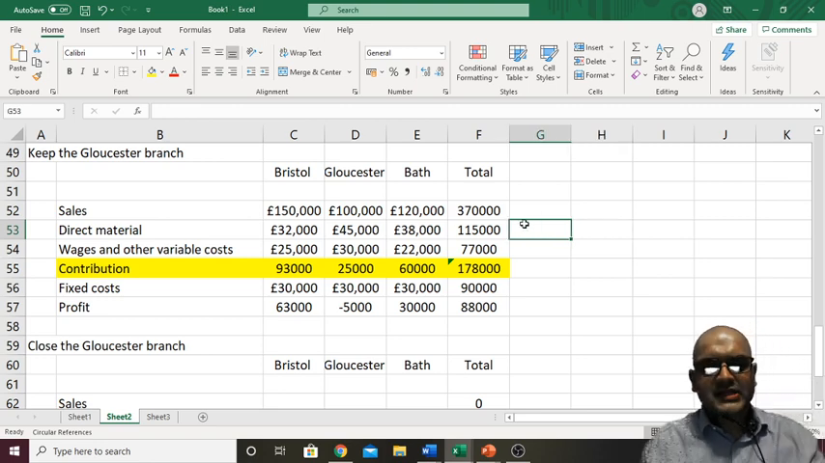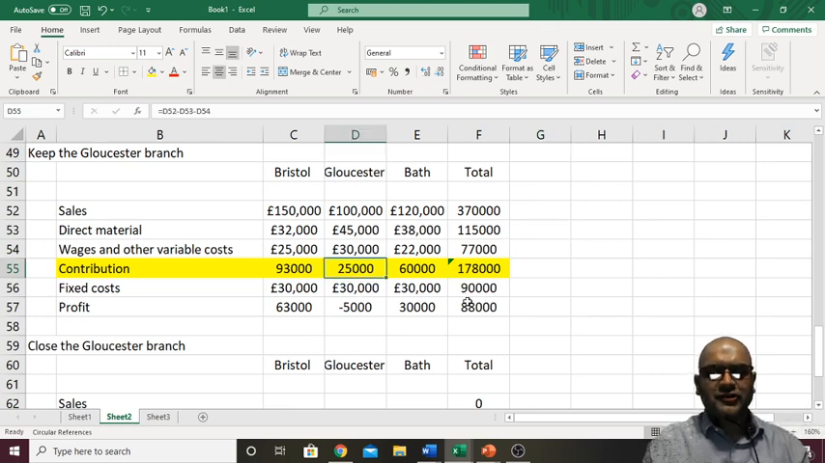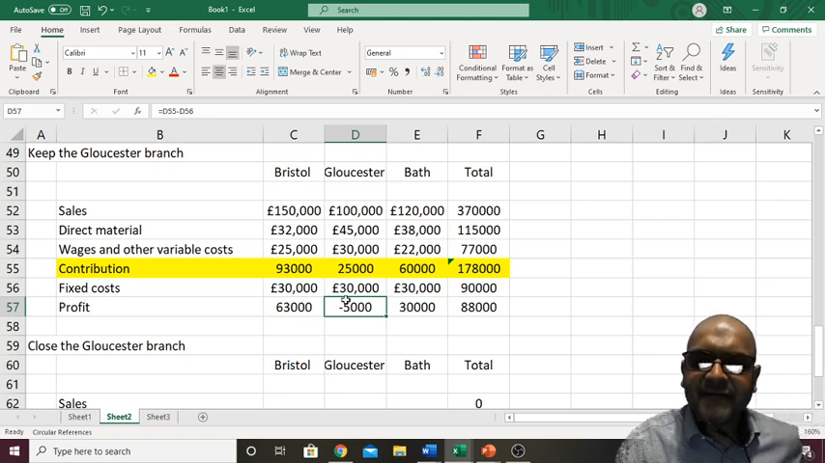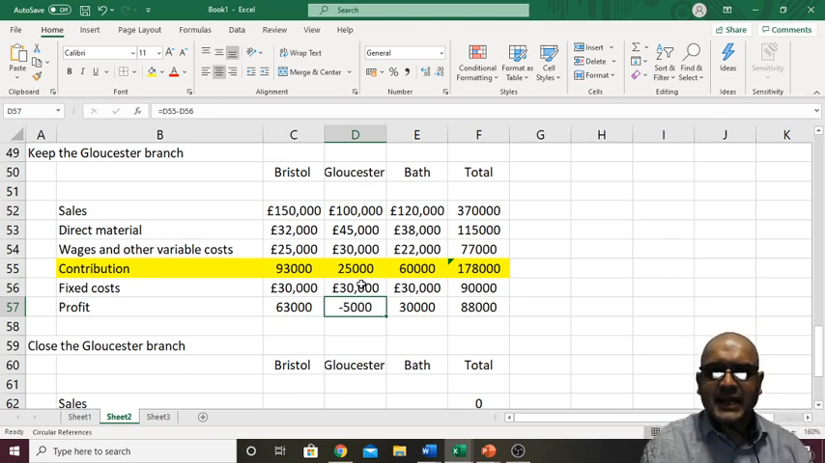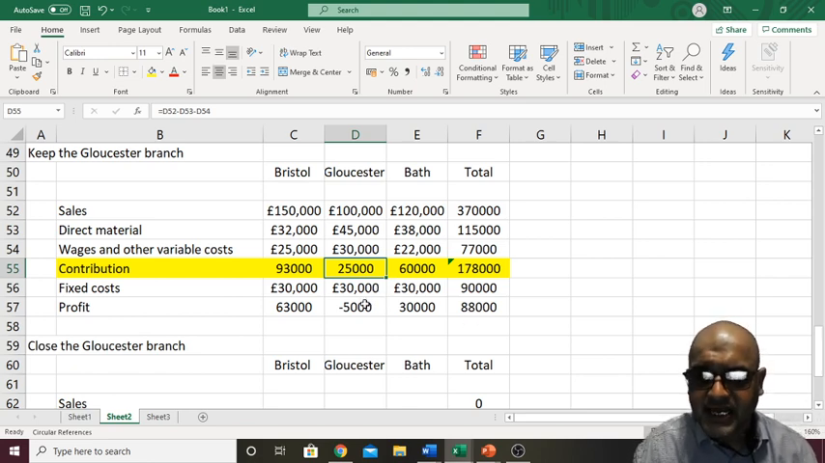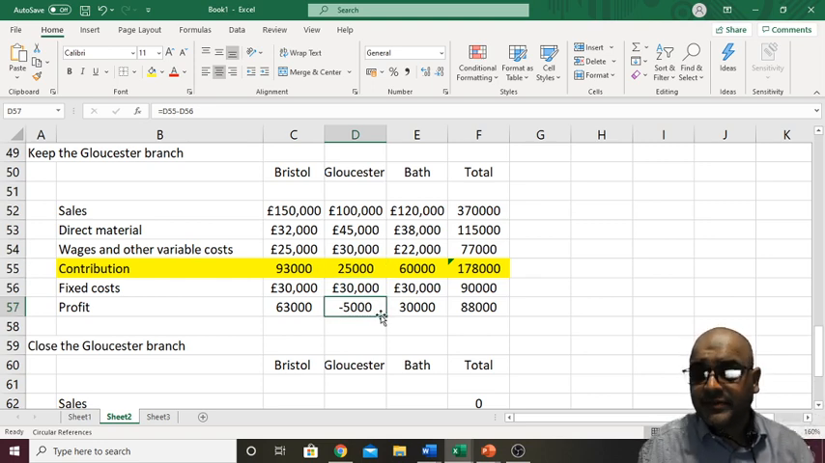Now let's pay attention to the Gloucester branch. Gloucester branch currently provides positive contribution of 25,000. That means it works towards paying off the fixed cost for the branch, which is 30. That means we are then left with a loss of 5,000. If we close the Gloucester branch, then the contribution will be 0 and the fixed costs are still going to be there for the entire year, in which case the loss is going to be 30,000.